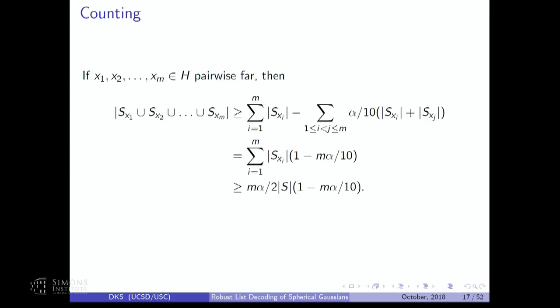And this is at least something like m times alpha over 2 size of S times 1 minus m alpha over 10. And if m is, say, 5 over alpha, this is going to be more than the size of S, more than the total number of samples. And this, of course, is a contradiction because this union is contained in S. And so this completes the proof that we, at least information theoretically, can learn our true mean to error O of root log 1 over alpha.